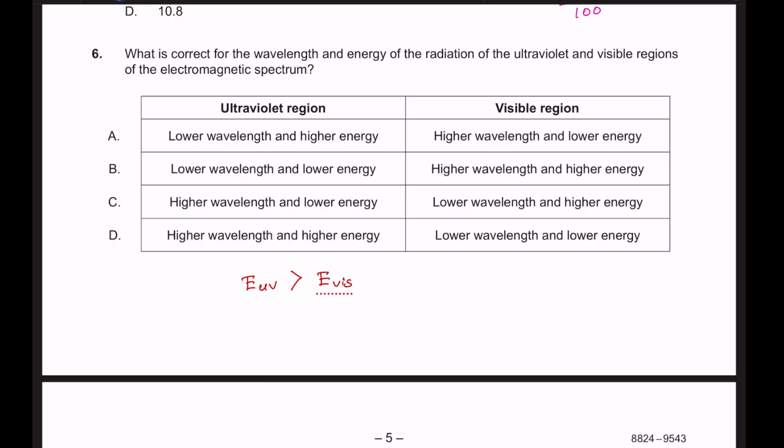So we can eliminate option B. We can eliminate option D. Now, energy is inversely proportional to wavelength because E equals hc by lambda, right? So higher energy means lower wavelength. That is option A. So the UV region has lower wavelength and higher energy. The visible region has higher wavelength and lower energy.